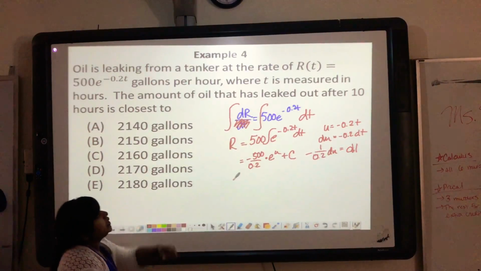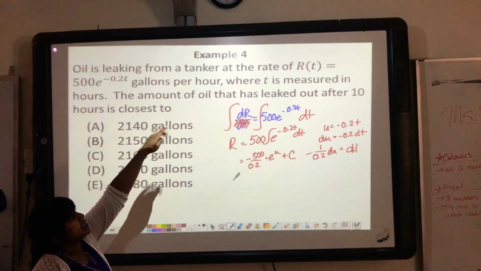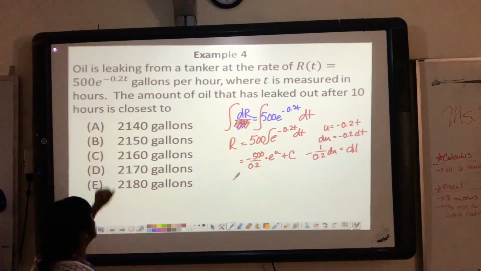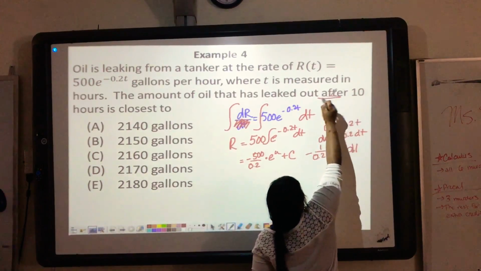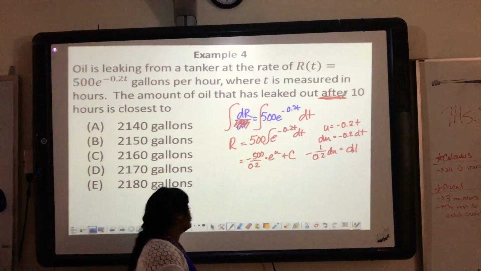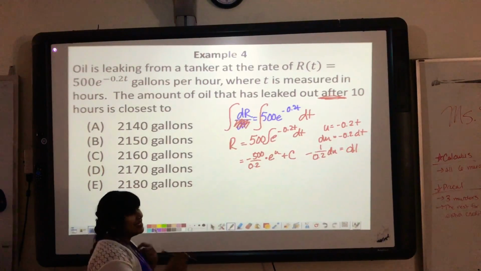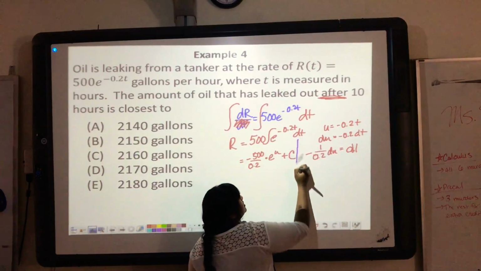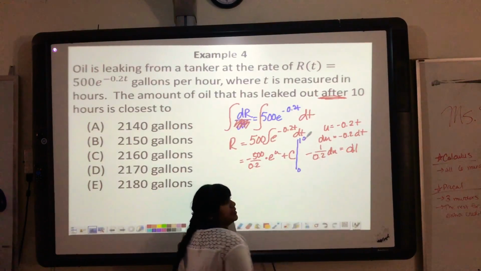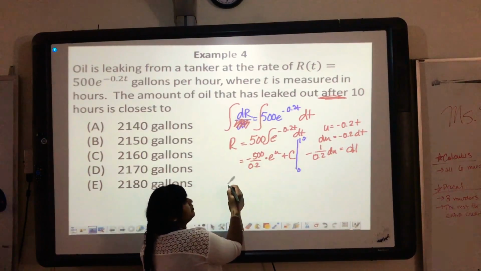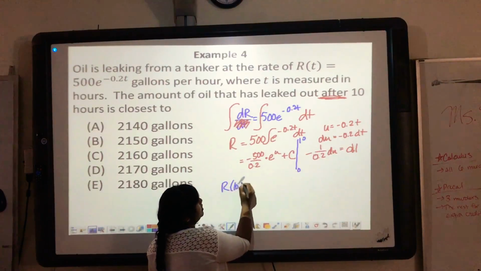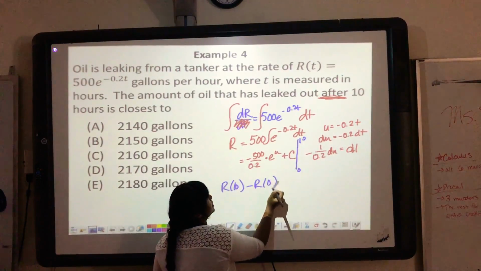But what do I know I'm plugging in? It's asking us the amount of oil that has leaked out after 10 hours. That's a key word right there. After 10 hours means, it's not at 10 hours, after 10 hours. This means I have to evaluate from 0 to 10. So we plug that in. So r of 10 minus r of 0.